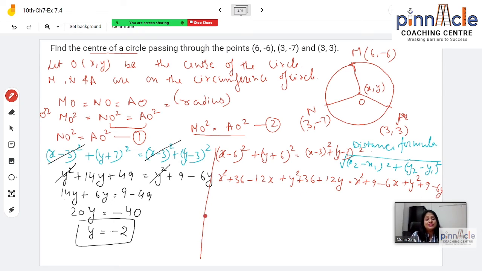क्लियर? अब जो जो चीजें आपकी लेफ्ट राइट में कैंसिल हो रही हैं, firstly cancel those values, because if you cancel the equal things on both sides of the equation, then your equation becomes a bit short, so it would be easier to handle it.